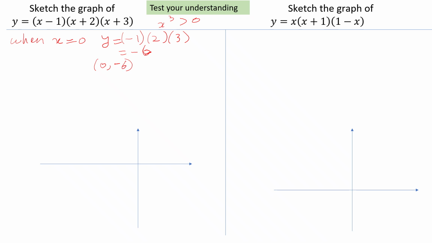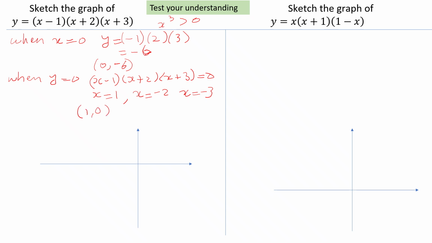0, -6. Then y equals 0, find the roots. So (x - 1)(x + 2)(x + 3) equals 0. So x equals 1, x equals -2, and x equals -3. So the coordinates (1, 0), (-2, 0), (-3, 0). So mark the coordinates.